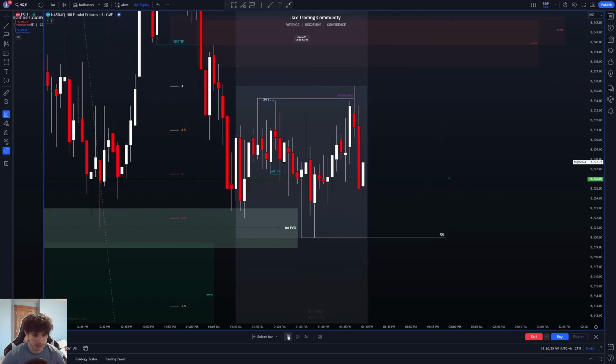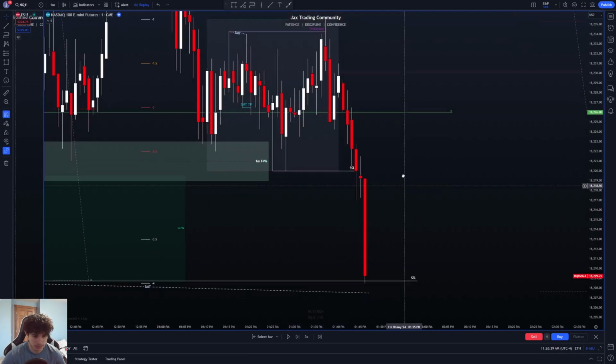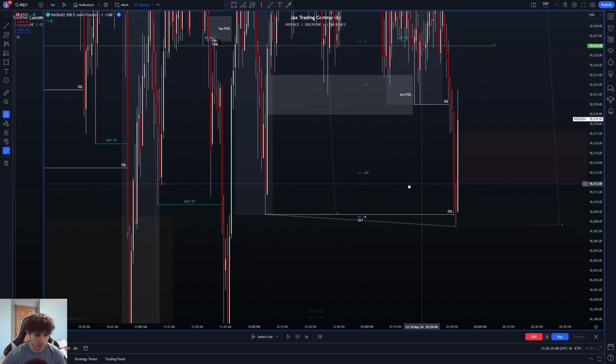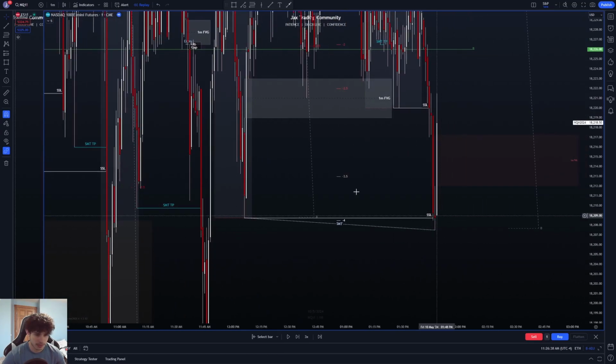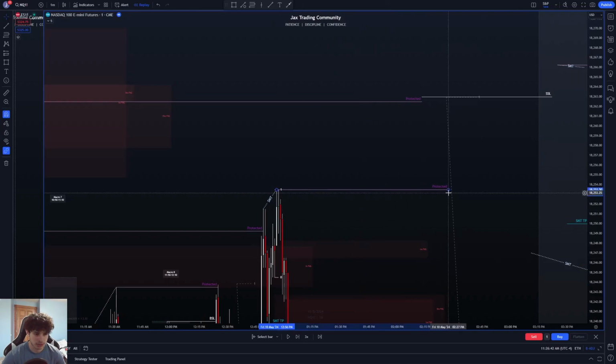We have equal lows down here. So I would ideally like to see this get hit, which it does. We also end up taking out this sell side liquidity. And then we create an SMT over here. So this is a massive SMT. Up here at this protected high would be our SMT TP.